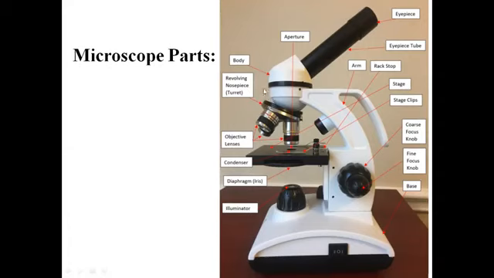Then we have your revolving nose piece. What the revolving nose piece does is, according to your requirement for what you are going to see on the stage, you can just rotate the nose piece and fix the different types of lenses that are available. These different lenses also vary in magnification.